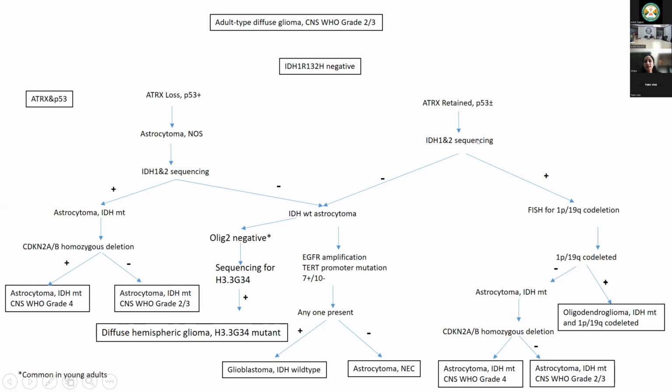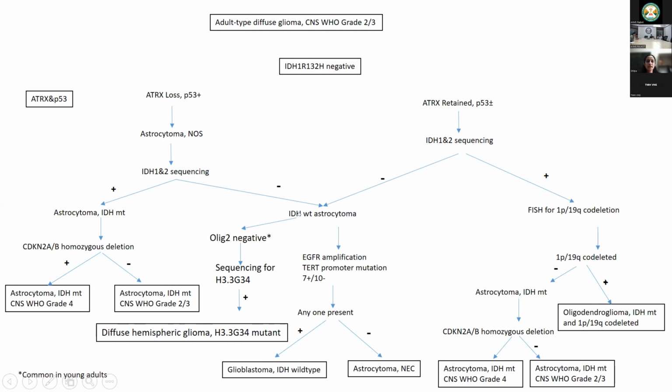On this end is a case showing ATRX retained expression. Then if on sequencing you find an IDH mutation and FISH shows 1p19q deletion, it becomes oligodendroglioma, IDH mutant and 1p19q co-deleted.